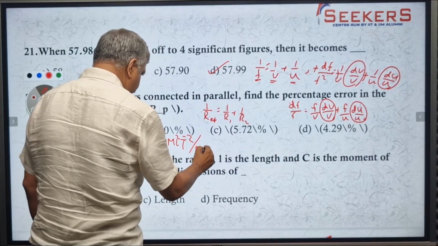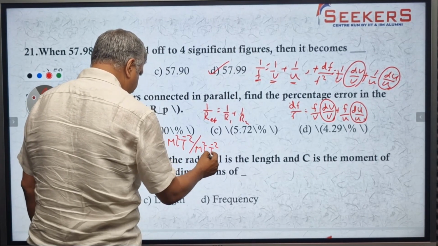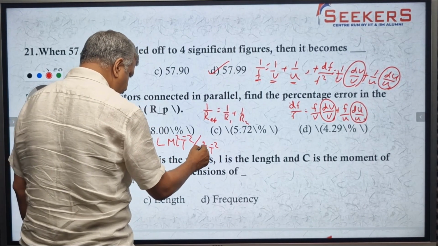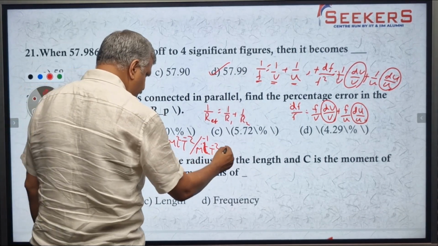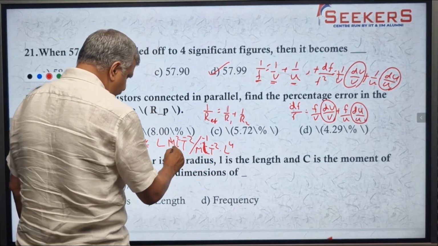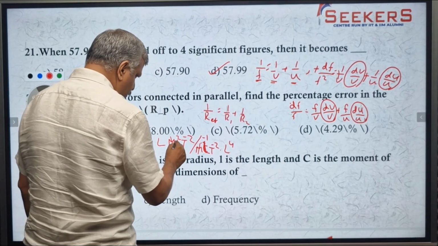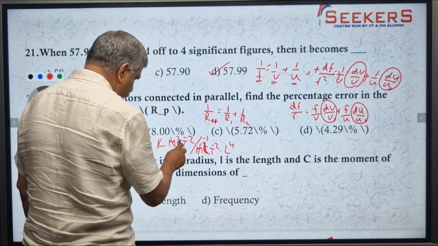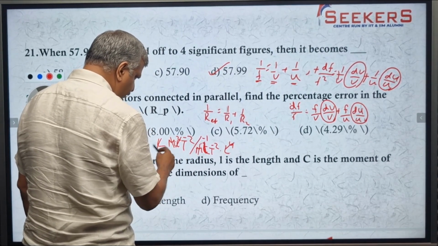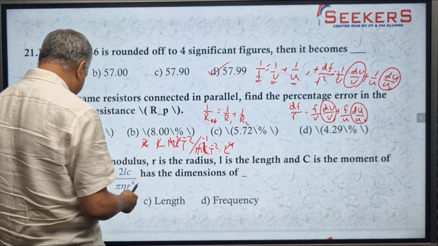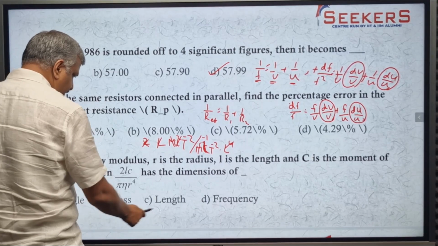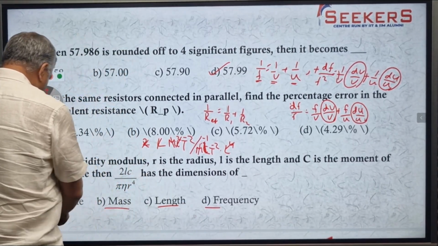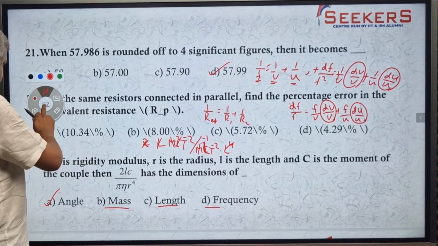Eta is M L squared T power minus 2 divided by, if ML, so it is L power minus 1. Eta, r power 4 is L power 4. So here M gets cancelled. This becomes L cubed, this becomes L power 4. So L power 4, so everything gets cancelled. So it is dimensionless, so it can be angle because angle has no dimensions. This has dimension. So 23 angle. This should be the right one.